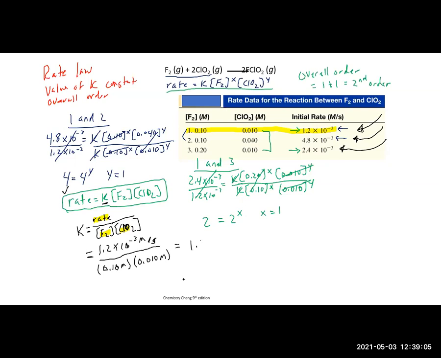Now let's talk about units here. We've got a molarity on top and a molarity on the bottom that's going to cancel. That's going to leave us with 1 over molar seconds, or sometimes people will write 1.2 M to the minus 1 s to the minus 1. Any questions on any part of that calculation there?